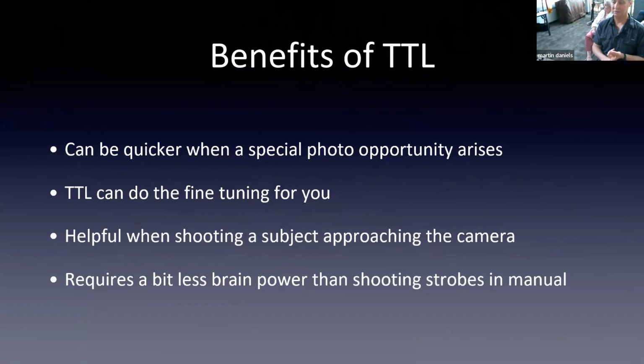So TTL can be quicker when a special opportunity arises. It can do the fine tuning when you're in the ballpark with your exposure already. And especially helpful when shooting a subject approaching the camera, like a shark or a turtle swimming right at you. For me, I'd be shooting it, adjusting the f-stop, but at some point my strobe power would be too much, even with changes in f-stop, and I'd need to stop and adjust my strobes, and by then the turtle or shark would be gone, right? So TTL can really help a lot in that kind of situation when those distances are changing. And it requires a little less brain power than shooting manual probably.